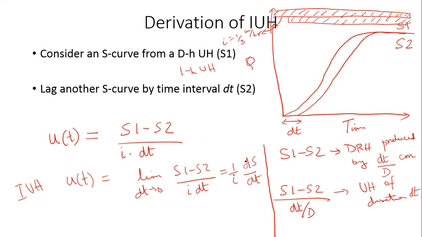So now from this instantaneous unit hydrograph, you can also derive the higher d hour unit hydrograph. So this was how I obtain an instantaneous unit hydrograph given a d hour unit hydrograph. Using a similar approach, you can derive the d hour unit hydrograph given an instantaneous unit hydrograph, right? So I'll leave the mathematics to you. Anyway, it's also available in the textbook.